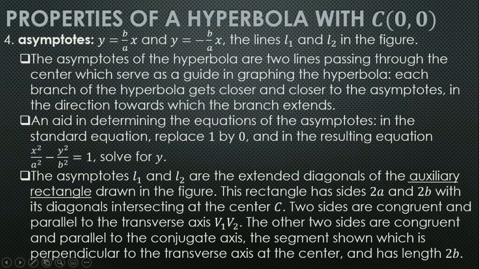The asymptotes L sub 1 and L sub 2 are the extended diagonals of the auxiliary rectangle drawn in the figure. This rectangle has sides 2a and 2b with its diagonals intersecting at the center C. Two sides are congruent and parallel to the transverse axes v sub 1 and v sub 2. The other two sides are congruent and parallel to the conjugate axis. The segment shown is perpendicular to the transverse axis at the center and has length 2b.